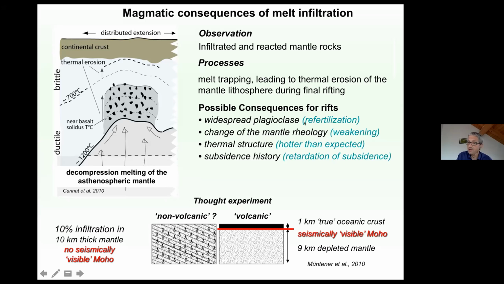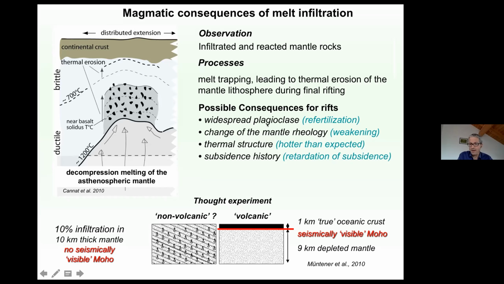You could see refertilization of mantle rocks by adding melt that is crystallizing, mostly exhibited by plagioclase. You will change the mantle rheology by weakening it by adding the melts. You change the thermal structure. It might be much hotter than you would expect in areas where you get melt migration upward and not just extraction of the melt to the surface. And this might have an influence on the subsidence history, so you might be able to retard subsidence in sedimentary basins.